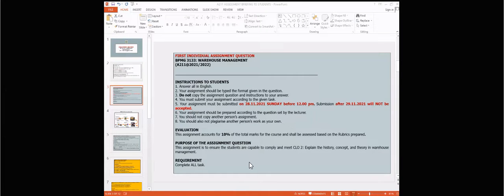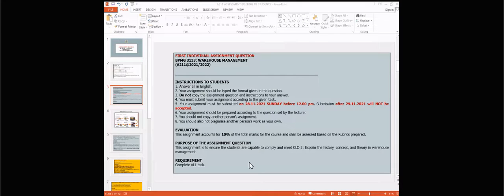This assignment accounts for 30% of the total marks for the course and shall be assessed based on the rubric prepared. The purpose of the assignment question is to ensure the students are capable of complying with and meeting CLO3: discuss the relationship between macro and micro environment within the warehouse management. The requirement is to complete all the tasks. How are you going to go about it? This is the explanation.